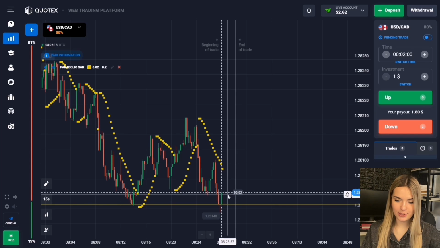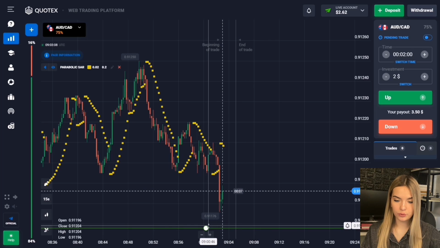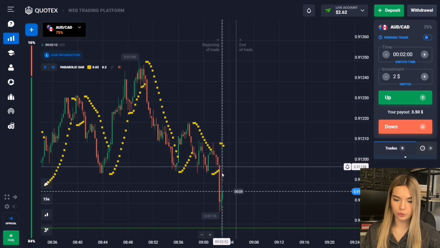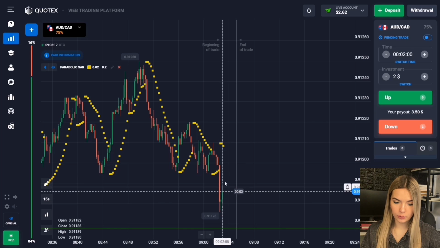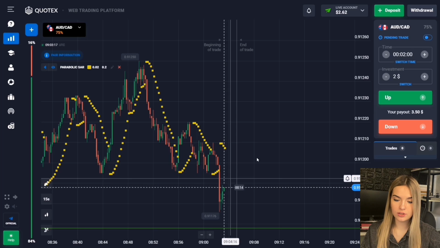Consider the following market situation. Here we see the level of support, and we also see that there is a good confident downward movement. There is a slight upward pullback. This indicator also tells us that the downward movement is also expected in the near future. I suggest opening a deal here for 2 minutes on a downgrade.